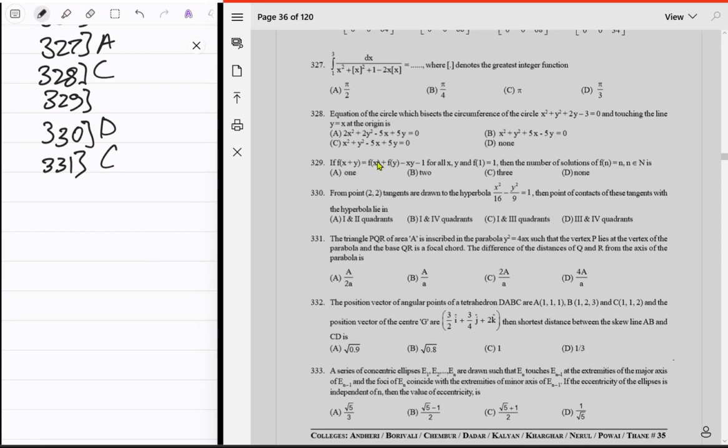f of x plus y equal to f of x plus f of y minus xy minus 1 for all x, y, and f of 1 equal to 1. Number of solutions of f of n equal to n, n integers. Okay, cool. So minus xy minus 1. That's not very nice. Let's just say replace x by like natural log of it. That's going to be not good actually. Yeah, so minus xy minus 1 something.